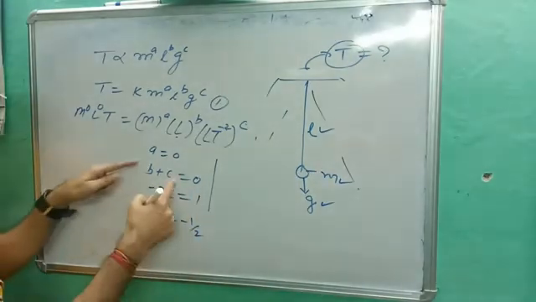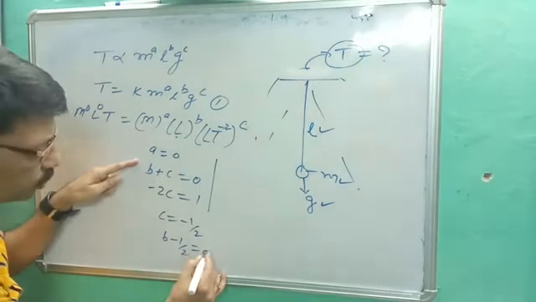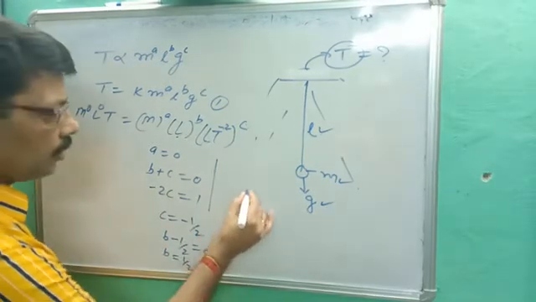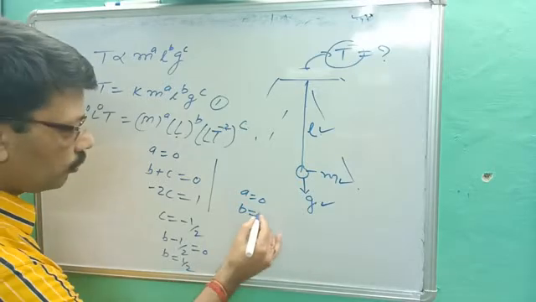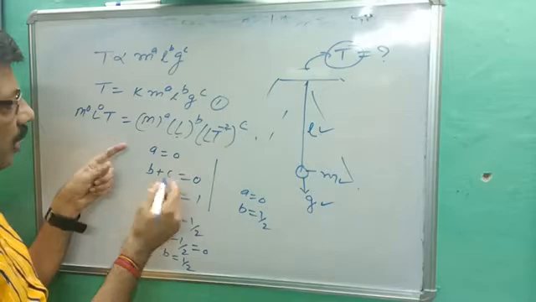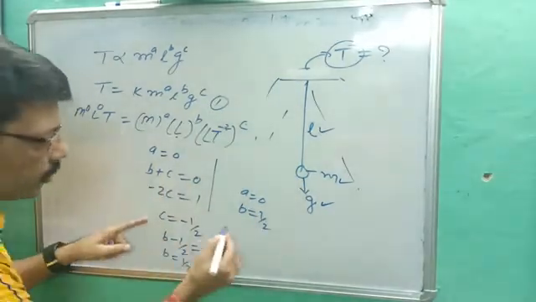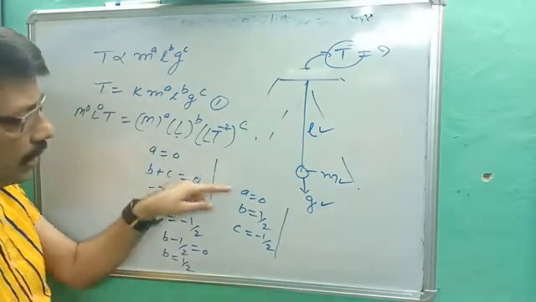Put the value of c here. So you will get b - 1/2 = 0, so b = 1/2. We got the answer: a = 0, b = 1/2. As in class 10, three equations are given and you have to find the values of a, b, c separately. a = 0, b = 1/2, and the value of c is -1/2. These are the values of a, b, c.